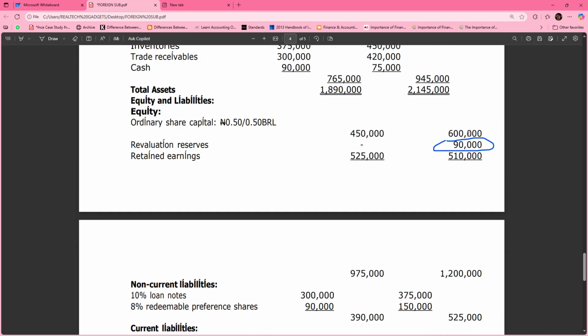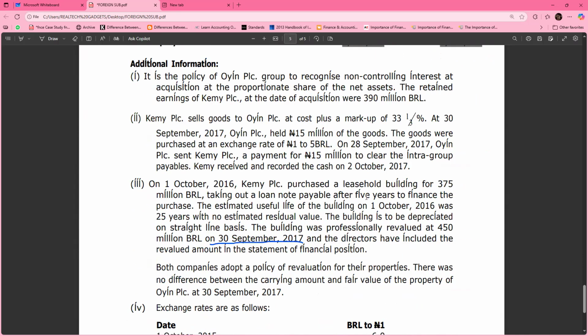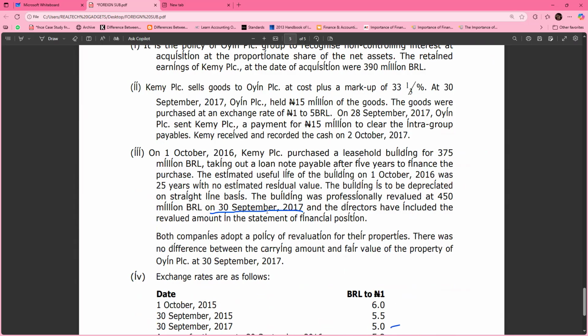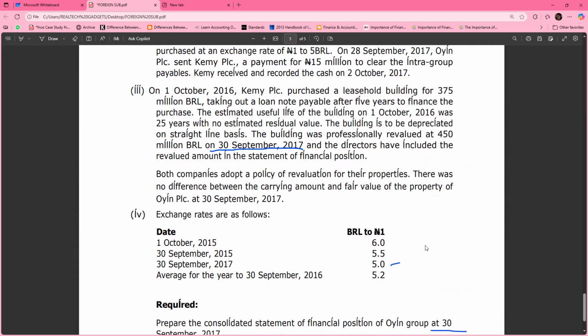This revaluation reserve occurred on 30th of September 2017, and that is the day we are preparing the financial statement. This particular revaluation relates to PPE. So you are going to use the closing rate, which is 5.0. You won't say that because it's part of equity, you use the acquisition rate. No, because that revaluation reserve occurred as of today. So you use the date that the revaluation reserve occurred.